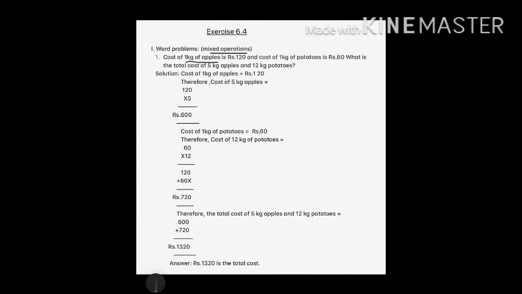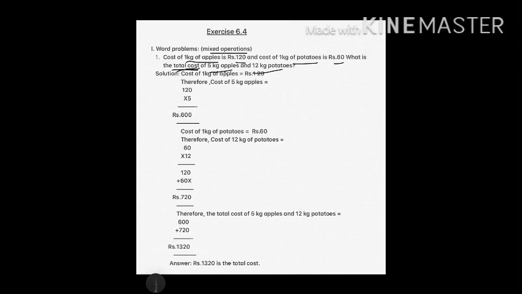Okay, so the cost of 1 kg of apples is rupees 120. The cost of 1 kg of potatoes is given rupees 60. 1 kg item, the price is given. Now what is the cost of 5 kg apples and 12 kg potatoes? So what do we have to do in this? The value of 1 is given and you have to find the value of many. And then they are asking the total cost. For that you have to add. So here you will be doing two operations. One is multiplication and then addition.